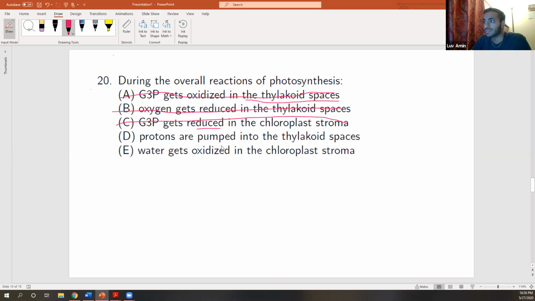D, protons are pumped into the thylakoid space. Yeah, that makes sense, right? Where the electron transport chain allows protons to get pumped into the thylakoid space from the stroma. So yeah, active transport, by the way, quick review. E, water gets oxidized in the chloroplast stroma. Water, we only see it being in the thylakoid space in photosynthesis. So that's not the case.